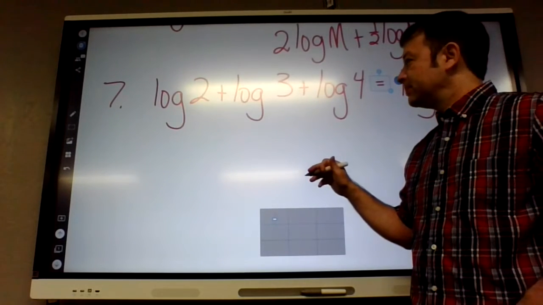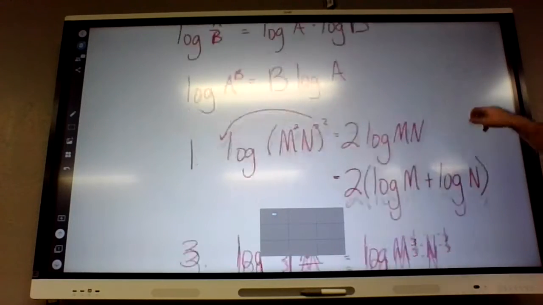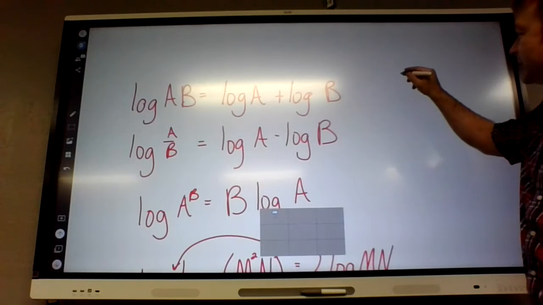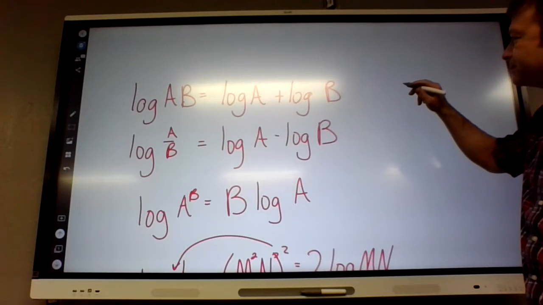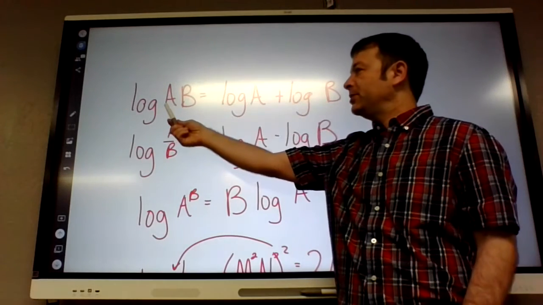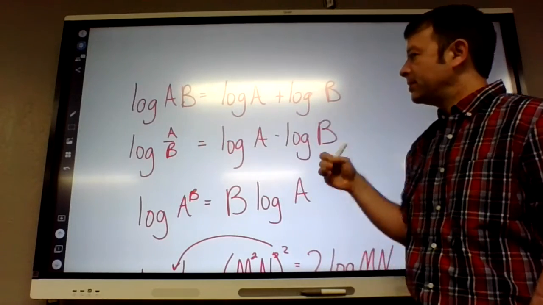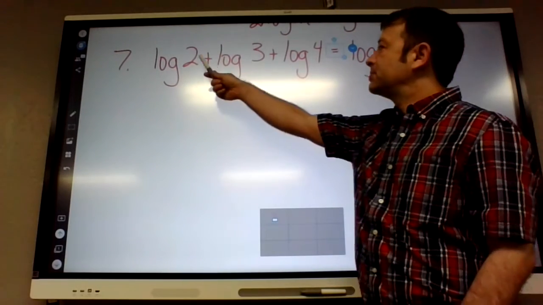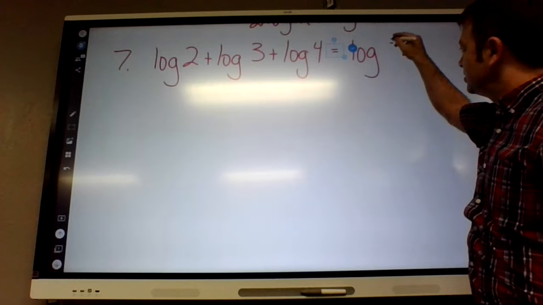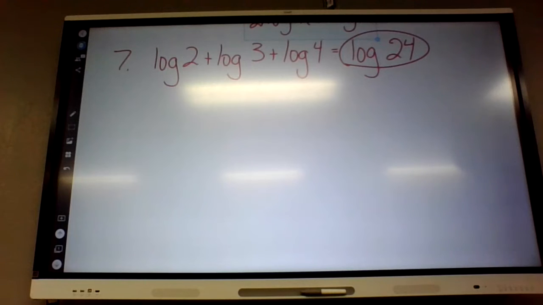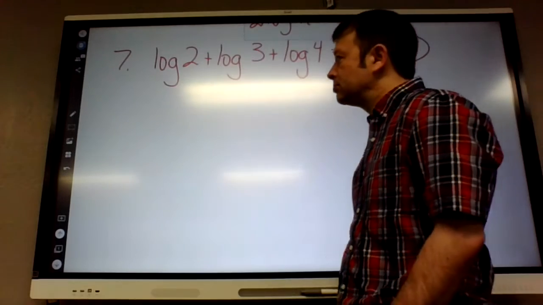So, go back to my first example. Oh, I erased it. Never mind. Basically, if you want to add the logs together to make it one log, you just have to multiply those two numbers, a times b, together. So in this case, we have three numbers though. So it's just 2 times 3 times 4. Common log of 24 is the answer.